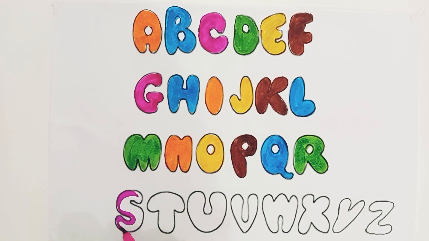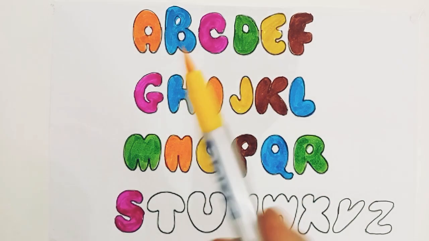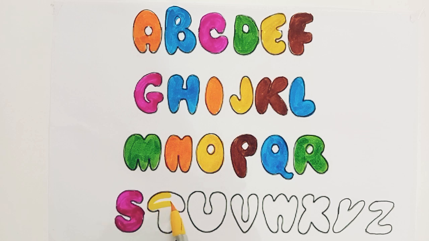S for sheep. Pink color. Yellow color. T for tiger. Yellow color. Brown color.